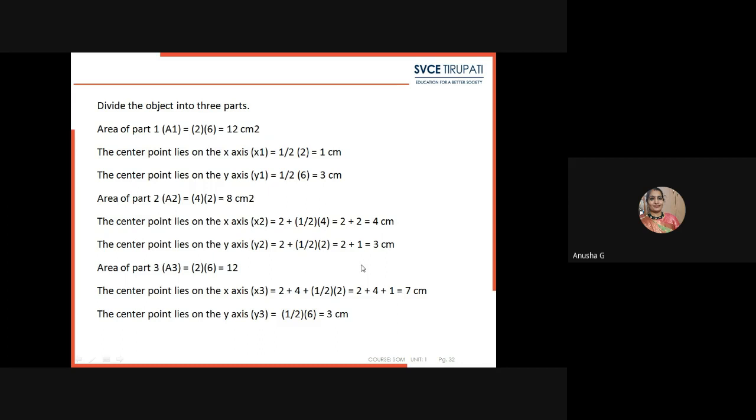Here, we are considering the same. First we divide the object into 3 parts. From the y-axis, the first part we took is part 1, its area, its x1 value, then y1 value. Next, second part, then x1 value, x2 value, y2 value. Next, third part, x2 value, x3 value, y3 value. If only we calculated the areas and center points.